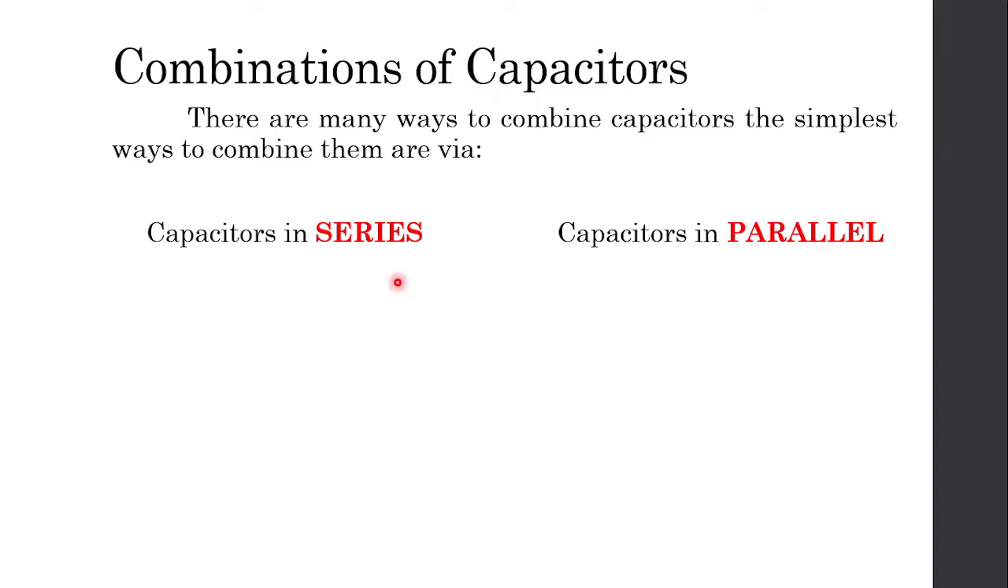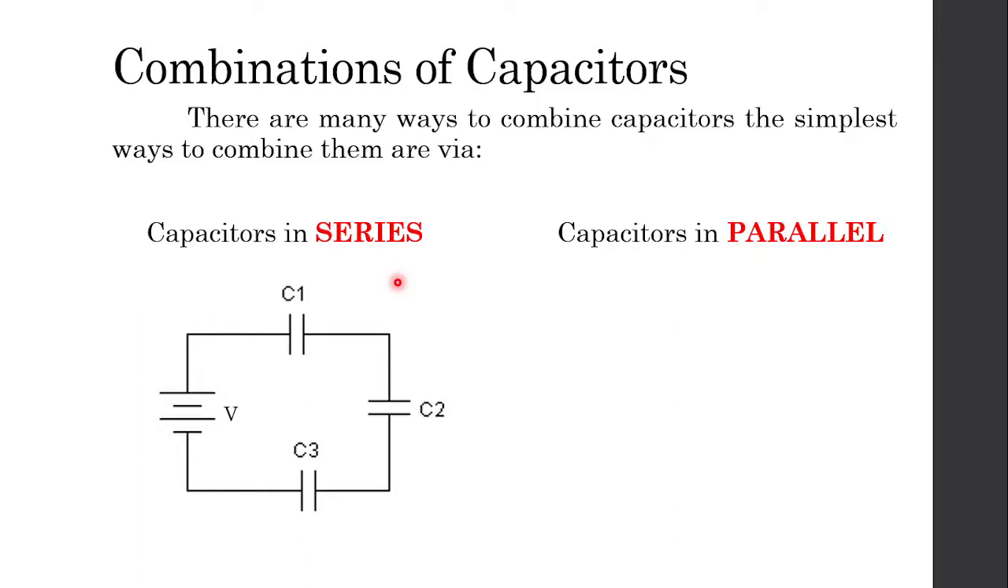So how do we combine capacitors using the series method? In a series method, for example, right here, you have 1, 2, 3 capacitors, and then you combine them together in such a way that they are connected from one plate to another. So for example, we have this right here.